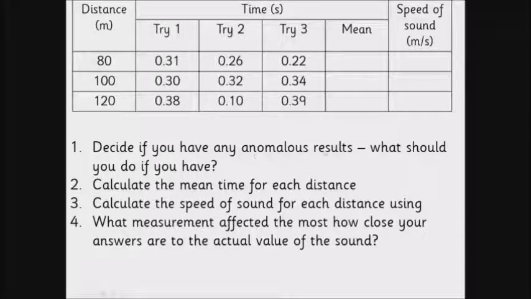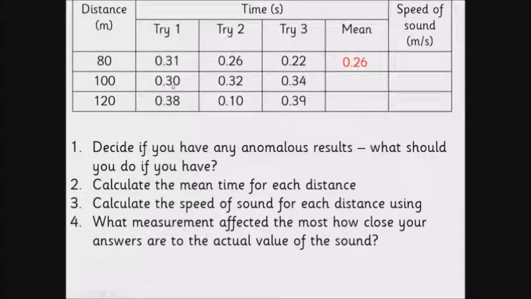Well, first, do you think we've got any anomalous results? If we have a look, it looks as though we've got an anomaly here. This 0.1 is much lower than the other 2 tests, so we would not include that in our mean. So let's calculate the means. We just go that plus that divided by 3 gives us a mean of 0.26.